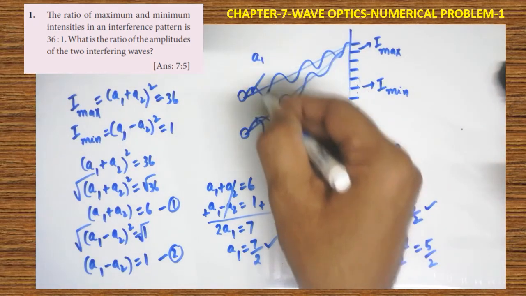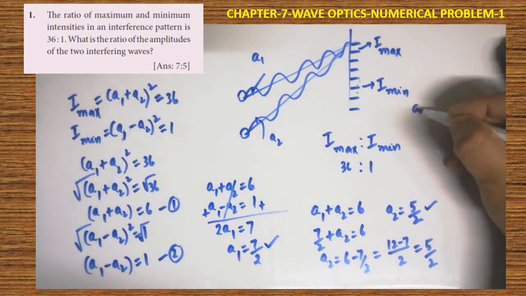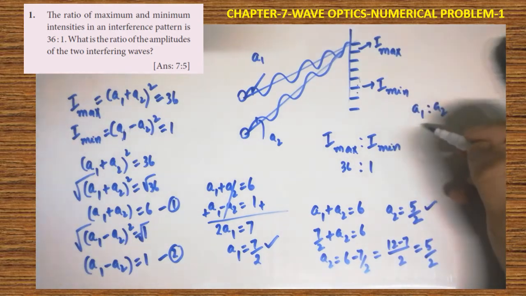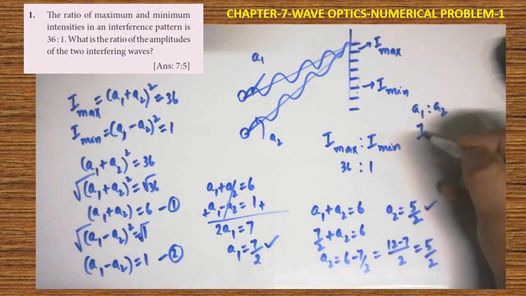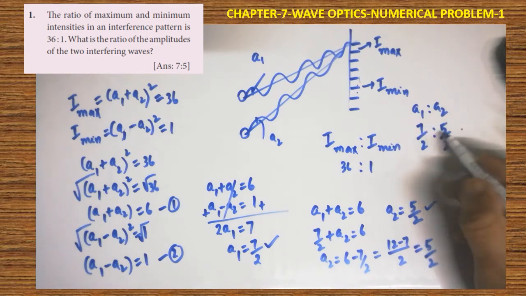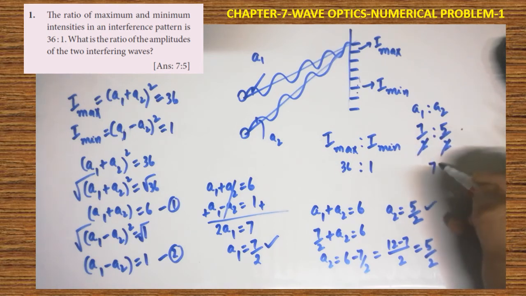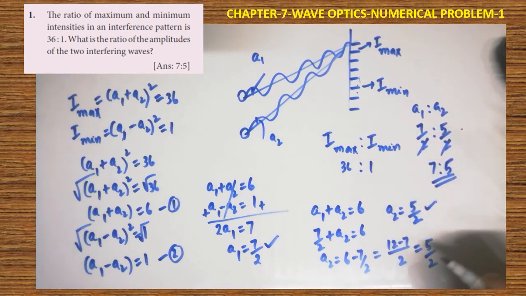The amplitudes of the two waves A1 and A2 are both found out. Their ratio is asked. So how will you write? A1 is to A2 is to be found out. I will write it here. A1 is to A2 is 7 by 2 is to 5 by 2. These two 2s can be cancelled. Finally, you get the answer as 7 is to 5.